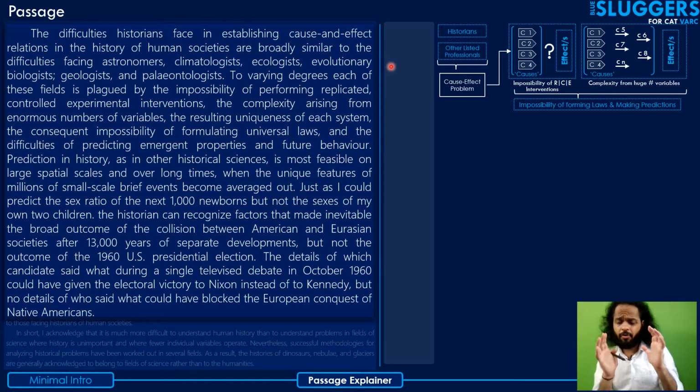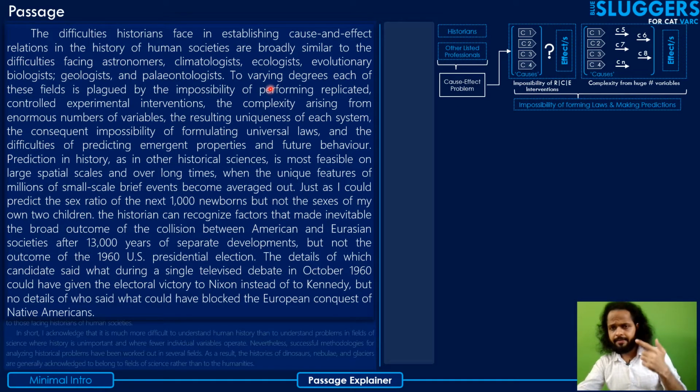So there's a lot of content packed into the first part of this paragraph. Let's try to break that down bit by bit and understand what he's trying to convey here. In the first part of the sentence, from the difficulties up until paleontologists, all the author has tried to say is that the difficulties historians face when studying the histories of human societies related to cause and effect are the same type of difficulties faced by many other such scientific professionals like climatologists, astronomers, ecologists, etc. That's all he's trying to say in the first part, that these difficulties are very similar. These are the cause and effect type of difficulties that they all face.